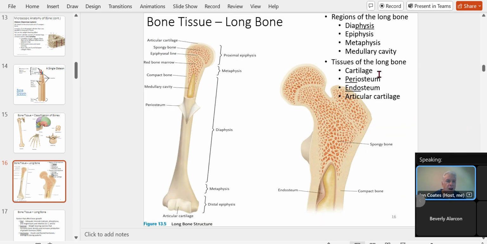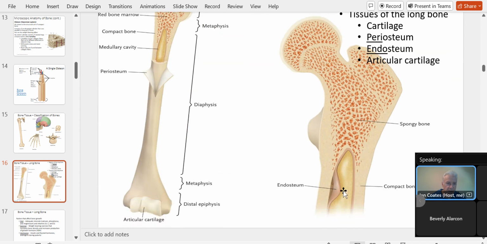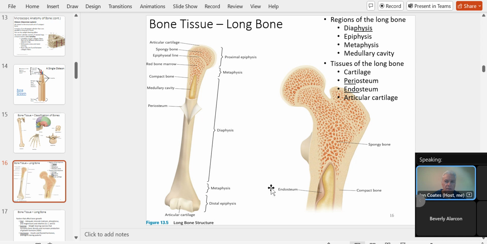All right. Tissues of the long bone: cartilage, periosteum, endosteum there in the middle. Okay, and you'll see here on the inside shot, kind of a blow up of what's going on here. Periosteum is on the outside. Endosteum, okay, that's on the inside of the medullary cavity. Okay, articulating cartilage as well.